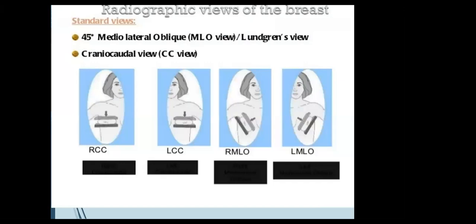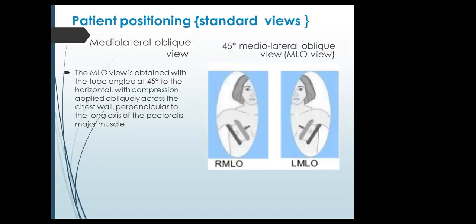The standard views of the breast are the 45 degree mediolateral oblique and the craniocaudal view. This is right craniocaudal and left craniocaudal, and this is right mediolateral oblique and left mediolateral oblique. The mediolateral oblique view is obtained when the tube is angled 45 degrees to the horizontal, with compression applied obliquely across the chest wall, perpendicular to the long axis of the pectoralis major muscle.